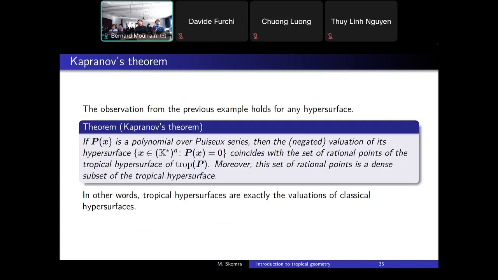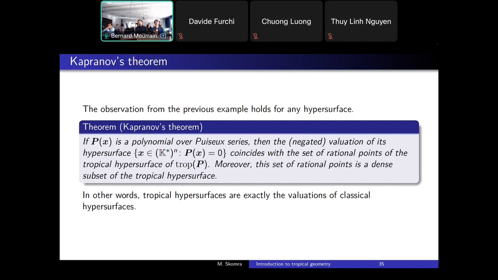a theorem. So this is one of the first results in, let's say, modern tropical geometry, that this holds for any hypersurface. This is known as the Kapranov theorem. If you have any polynomial over Puiseux series, then the negated valuation of the associated hypersurface coincides with the set of rational points on the tropical hypersurface that we get by tropicalization. And moreover, this set of rational points is a dense subset of this tropical hypersurface.